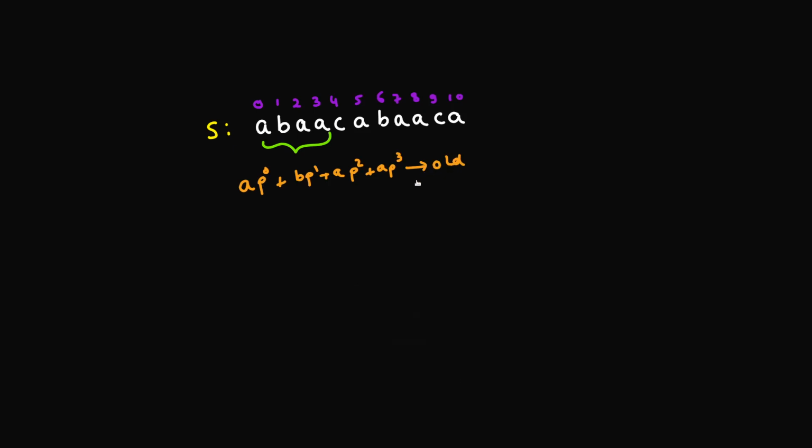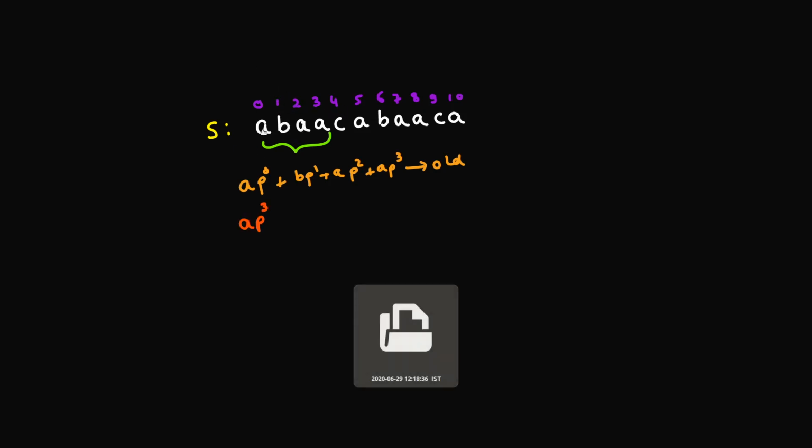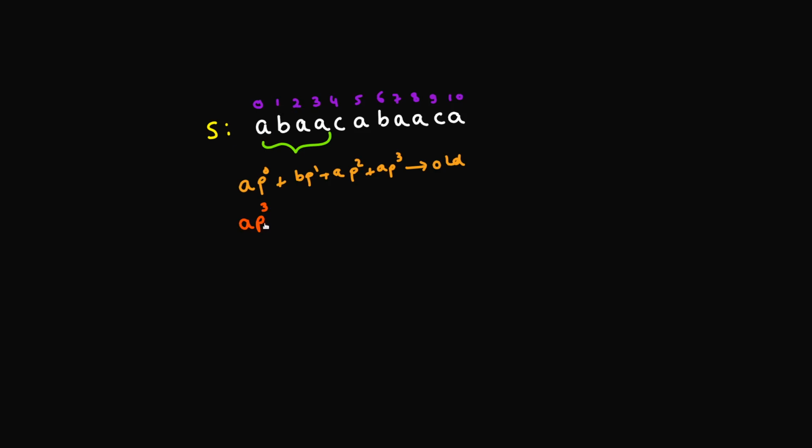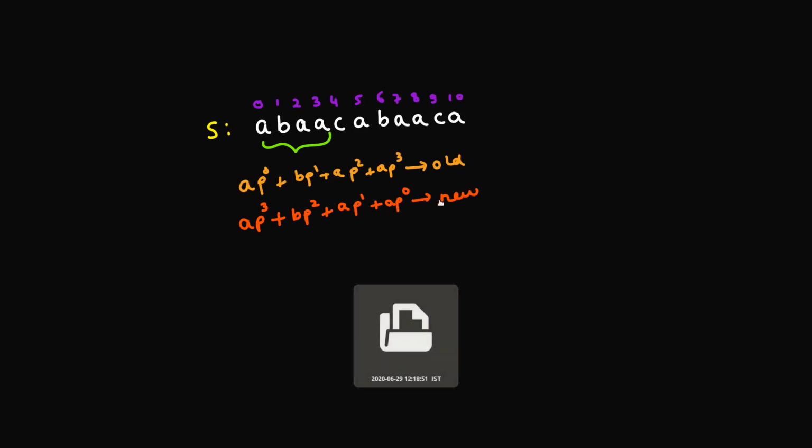Okay, next, the way that we'll be modifying this is, instead of the increasing power of these primes, we'll be considering the decreasing power of the primes. Since this is a section of length 4, I'll be starting with p raised to the power 3. That's the modification that I'll be making. So it's going to look like a times p raised to the power 3, then b times p raised to the power 2, then a times p raised to the power 1, and a times p raised to the power 0. And this is the new implementation that we'll be having.